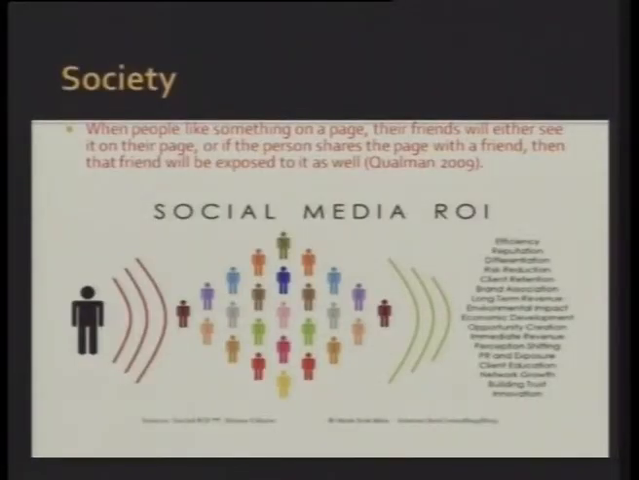Now, Qualman in 2009 talked about how when people like something on a page, their friends will either see it on their page, or if a person shares the page with a friend, that friend will be exposed to it as well. Suppose you have added a lot of value on Facebook, you don't need to populate it. N number of people are going to put hits on your Facebook, and automatically your library message, your library as a product or a service will get populated to thousands and millions of people automatically.